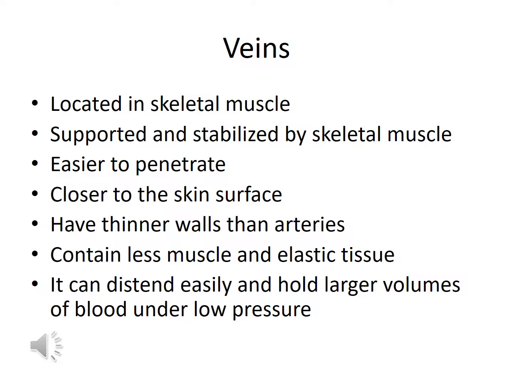The veins are located in the skeletal muscles, as you saw by the previous diagram. They're supported and stabilized by the skeletal muscle in each of the limbs. They're easier to penetrate. They're closer to the skin surface. They have thinner walls than arteries and no pulse. They also contain less muscle and elastic tissue. They can easily be distended with a tourniquet and hold larger volumes of blood under a lower pressure.